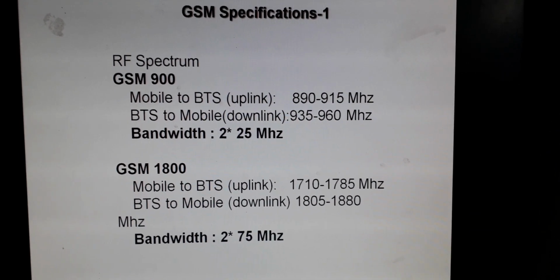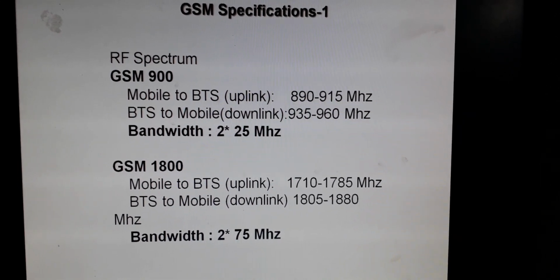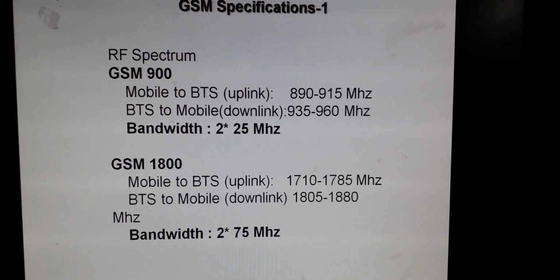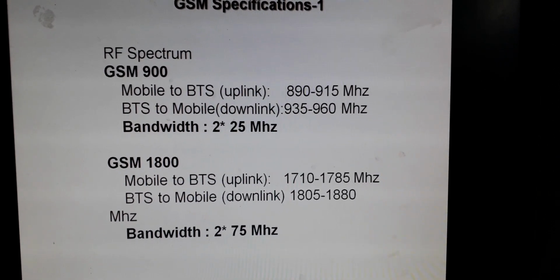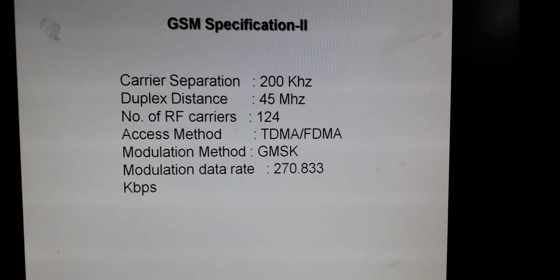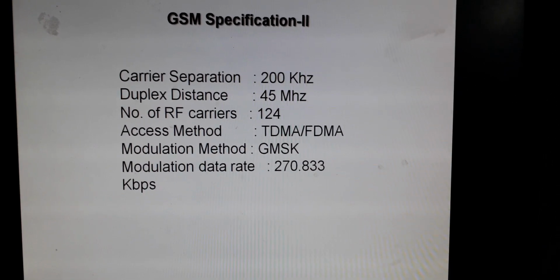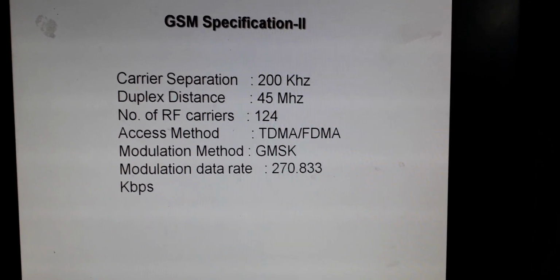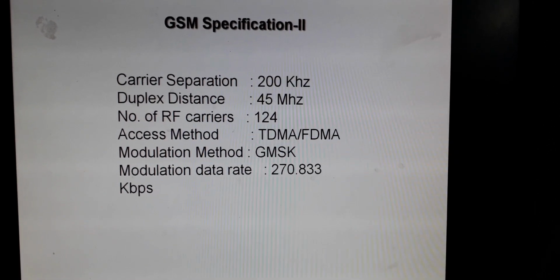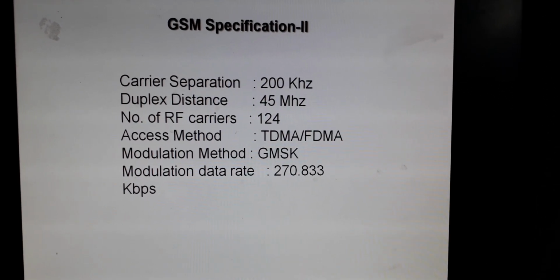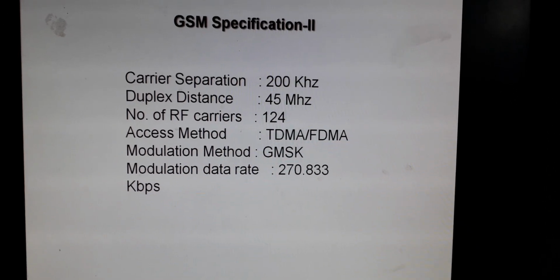GSM has a frequency spectrum of 900 MHz, where uplink and downlink frequencies are as shown, and it also comes in the 1800 MHz band. The carrier separation is 200 kHz. 124 carriers are present, and the modulation method is GMSK. Data rate achieved is 270.833 kilobits per second, and the multiple access method is TDMA and FDMA, called hybrid multiplexing.